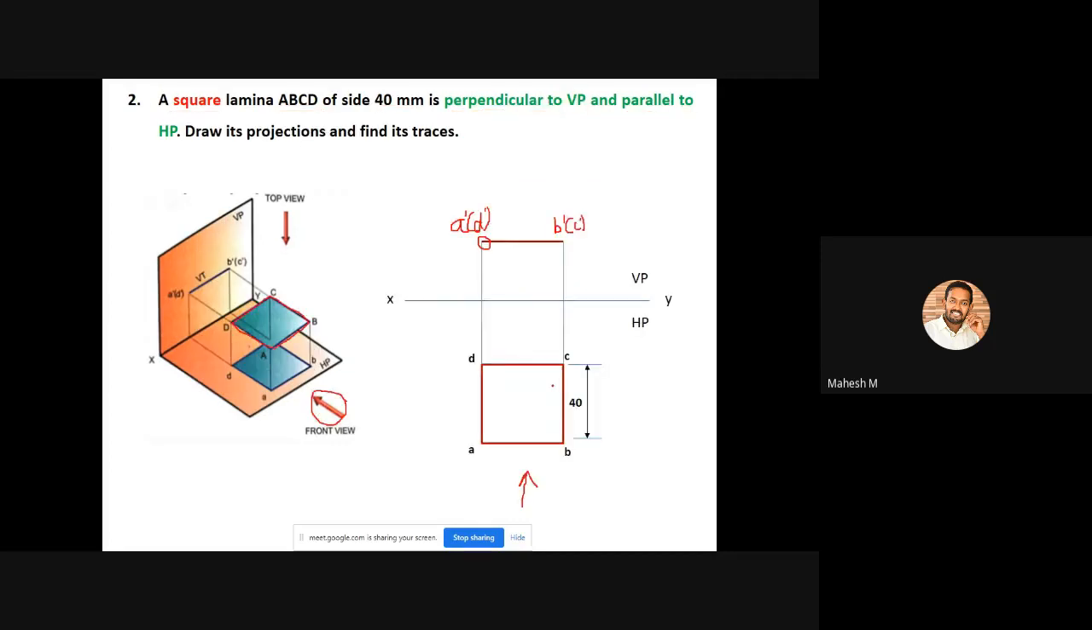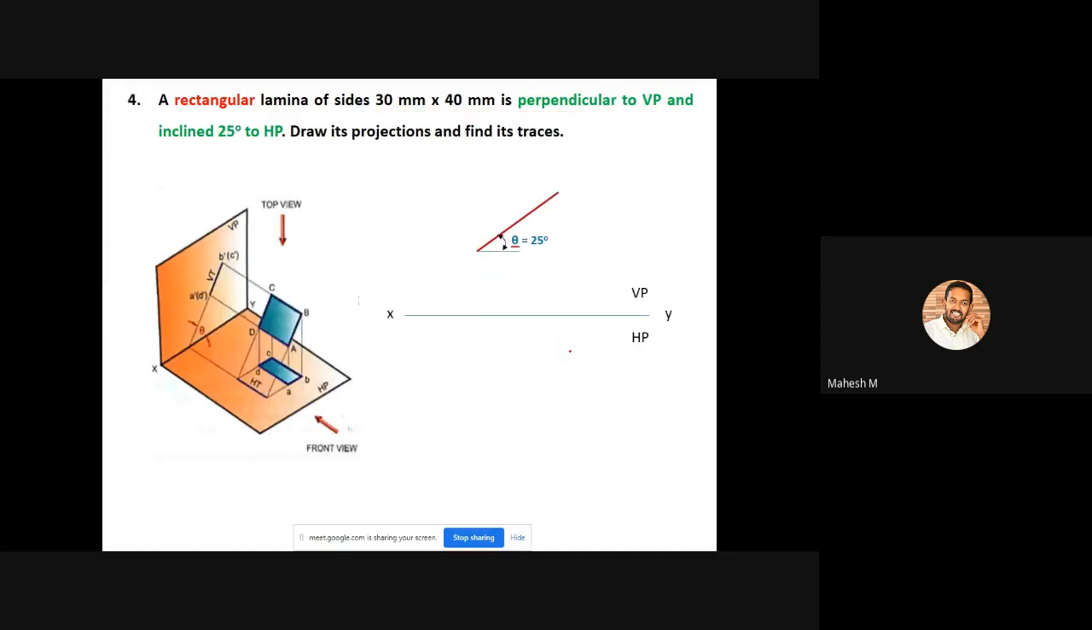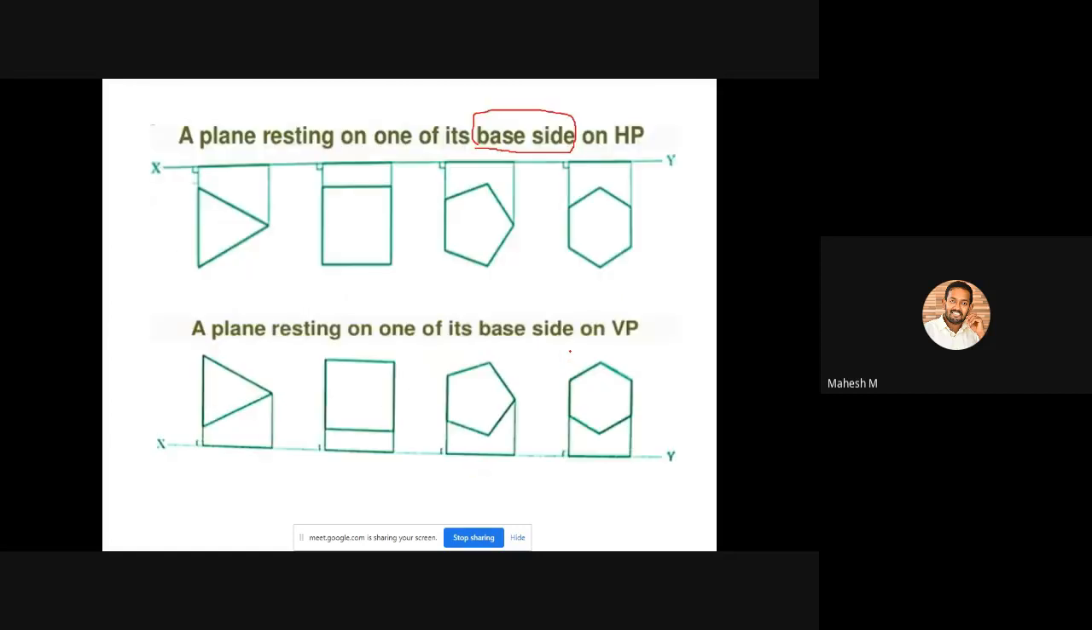So please remember one thing regarding projection of planes. You can see the plane in any one of the views, either the front view, the top view or the side view. The remaining views will be a horizontal line, or else an inclined line based upon the condition. So for this condition, the plane resting on one of its base side on HP, one of its base side on HP.